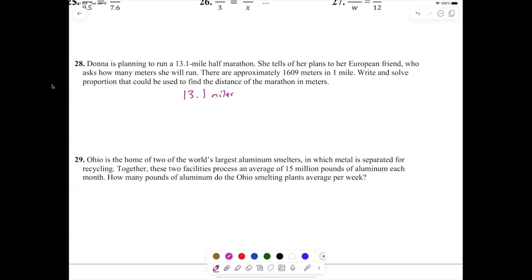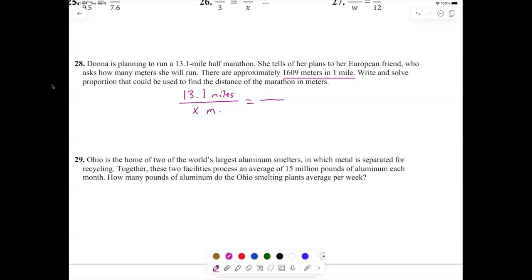This is miles, but we want to calculate how many what? So it's x meters. That's what I want everybody to write down on their paper for number 28. Everybody good on that? Equals. Now, what is the relationship between miles and meters? 1,609 meters equals 1 mile.